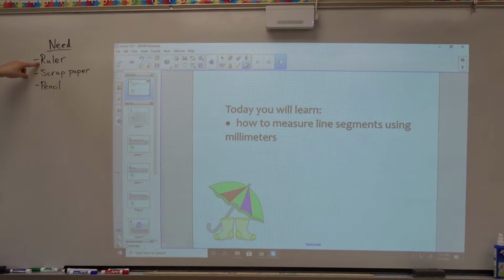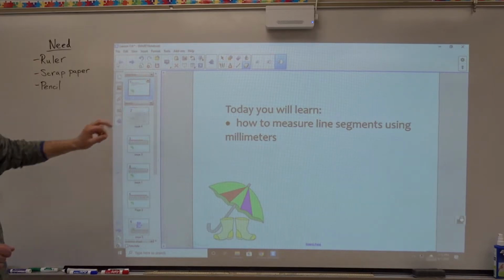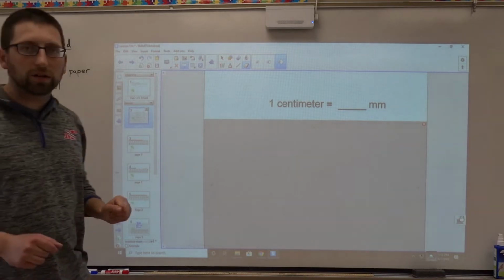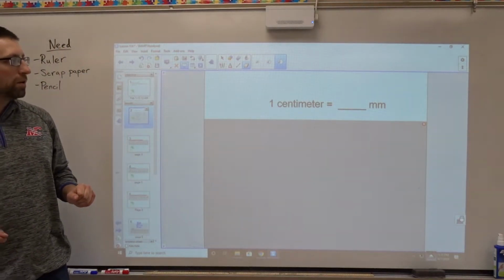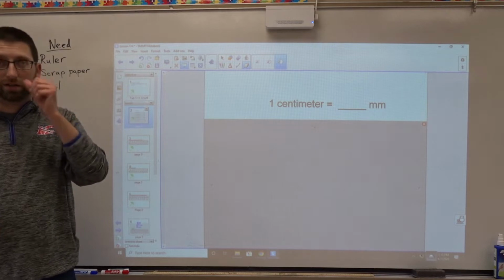You're going to need a ruler. I sent one of those home with your materials at the beginning of the distance learning period. You'll need a piece of scrap paper and a pencil. Alright, so first we need to talk about what is a millimeter and how many millimeters are in a centimeter.